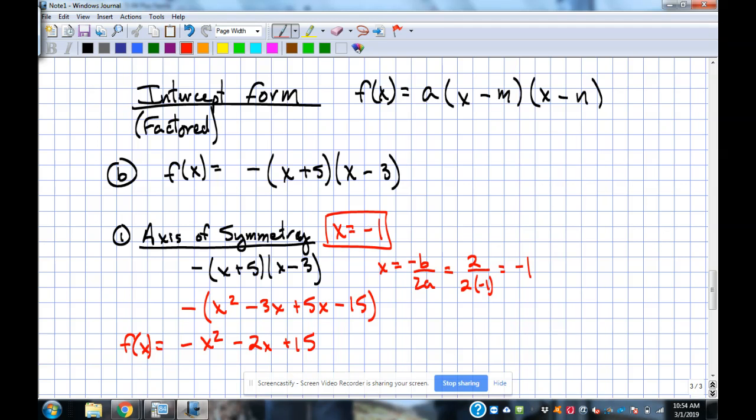The other method for finding the x value for the vertex or the axis of symmetry is to take the x-intercepts and get the midpoint of those. So what would be the solutions to this if we set it equal to 0? x would equal -5 and +3, right? If we said x plus 5 equals 0, we get -5. If we said x minus 3 equals 0, we get +3. What's halfway between -5 and +3? How do you find halfway between those two x values?